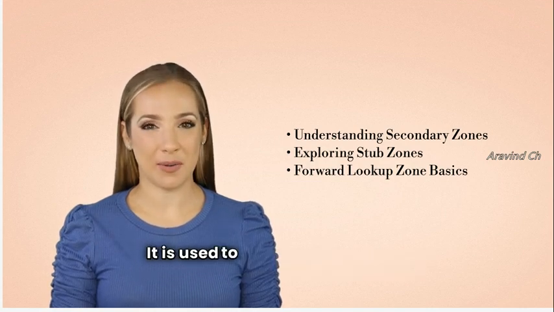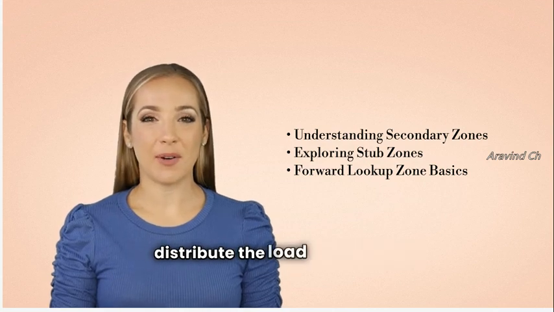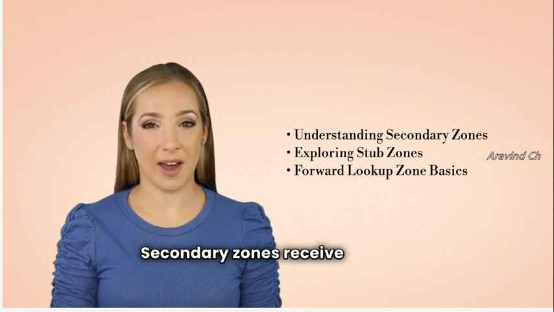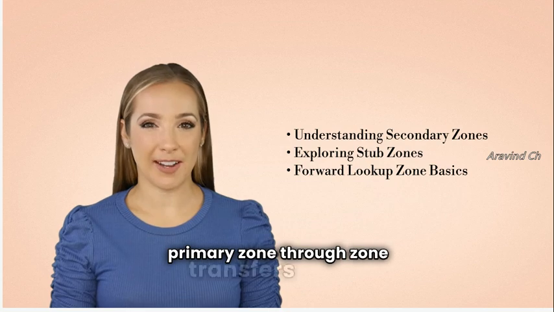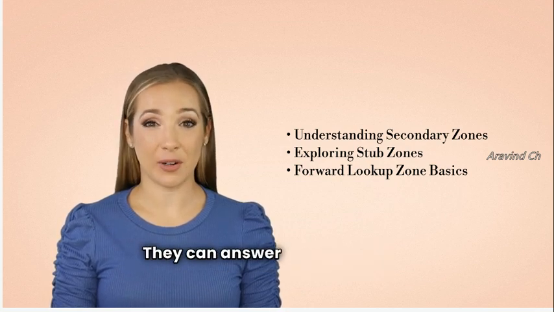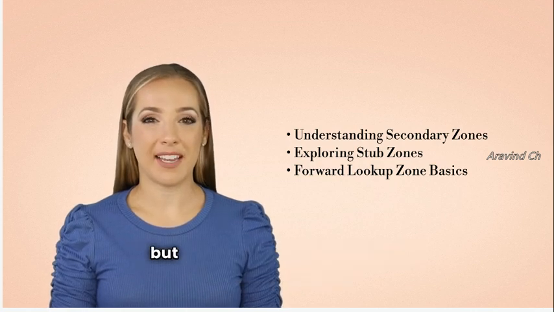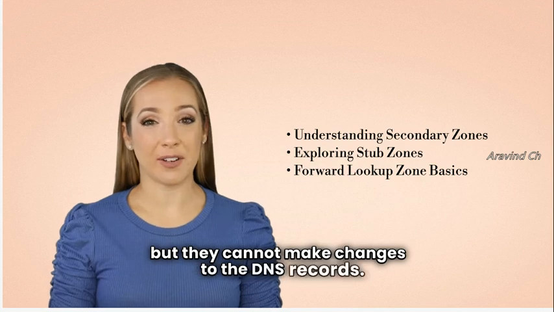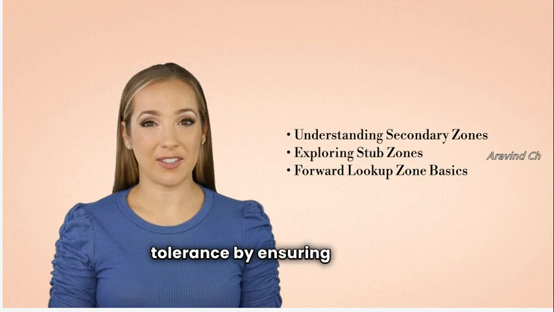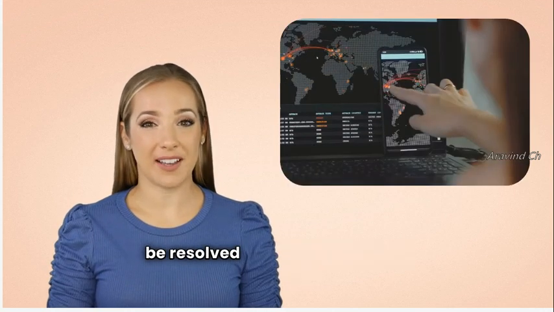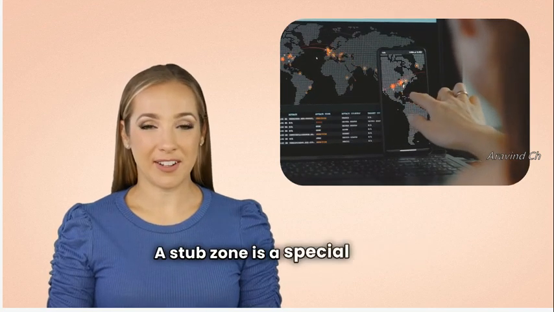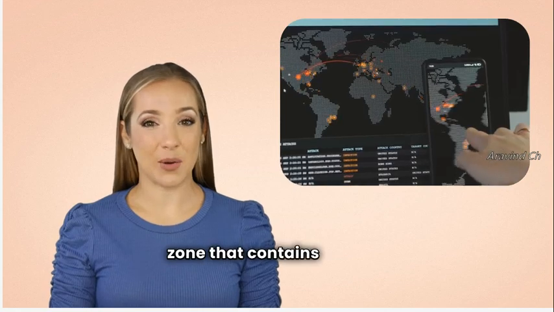A secondary zone, or slave zone, is a read-only copy of a primary zone. It is used to provide redundancy and distribute the load of handling DNS queries. Secondary zones receive updates from the primary zone through zone transfers using protocols like AXFR or IXFR. They can answer queries just like the primary zone, but they cannot make changes to the DNS records. They help with load balancing and provide fault tolerance by ensuring that DNS queries can still be resolved if the primary server is unavailable.